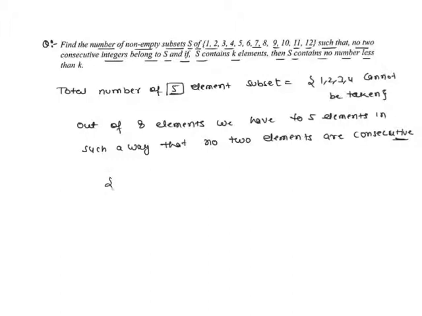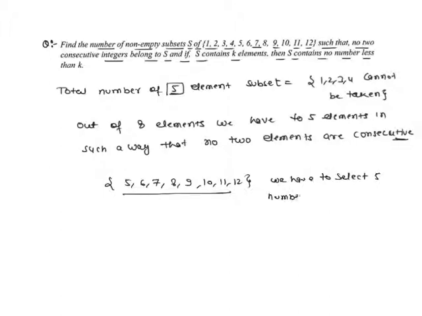So we have 8 numbers 5, 6, 7, 8, 9, 10, 11 and 12. So out of 8 numbers we have to select 5 numbers such that no two numbers are consecutive. So this case is not possible.